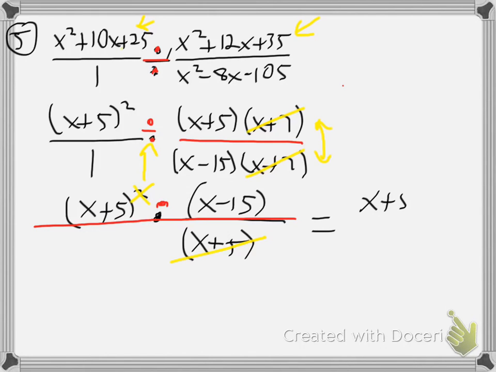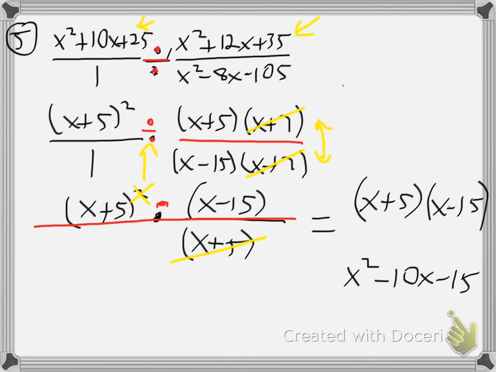x plus 5, x minus 15. And you're welcome to go multiply all that out. It's not required. If you were to multiply it though, you get x squared minus 10x minus 15. It's the exact same answer. I'd accept either one.